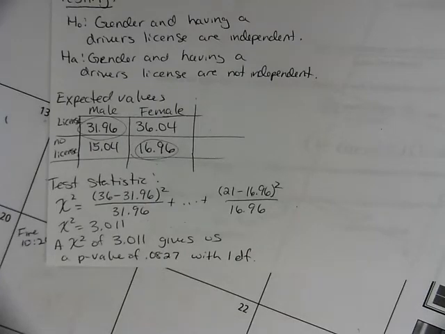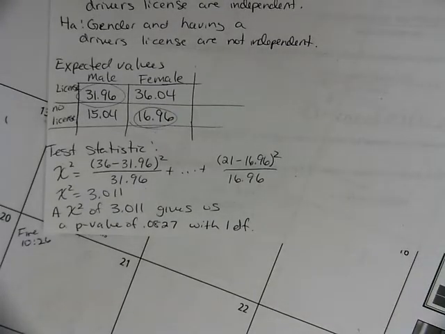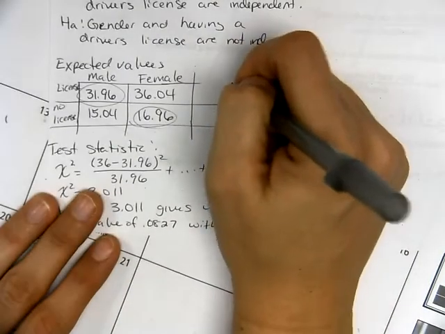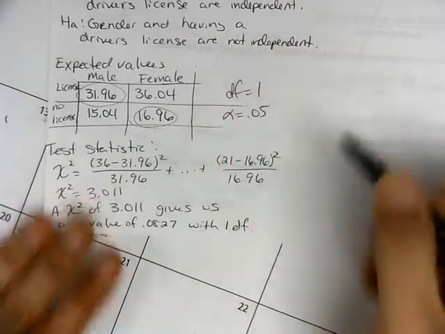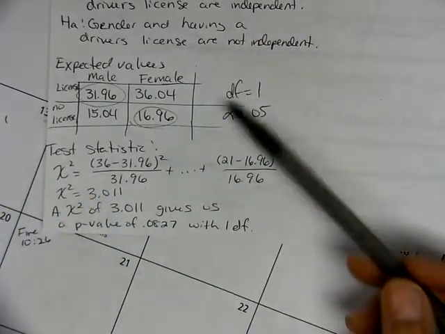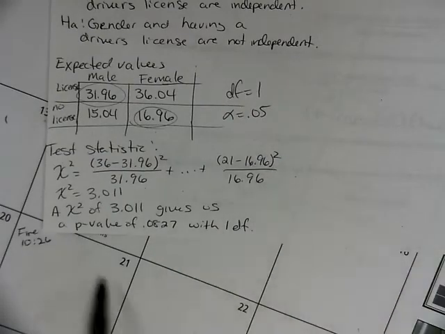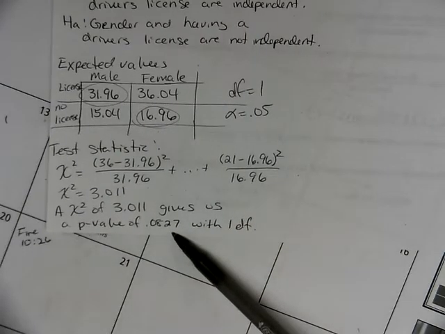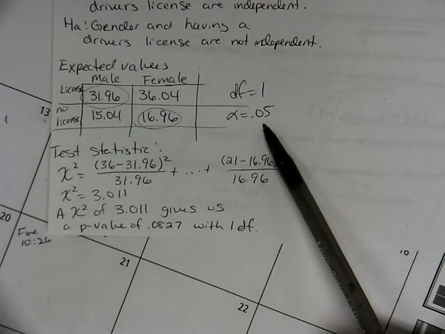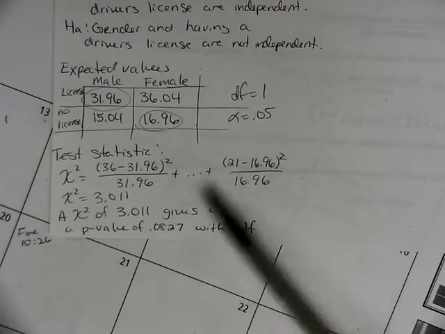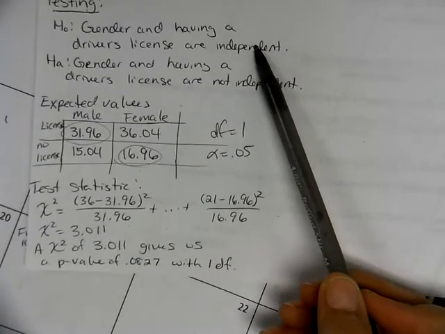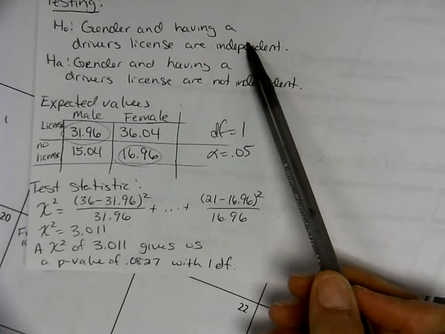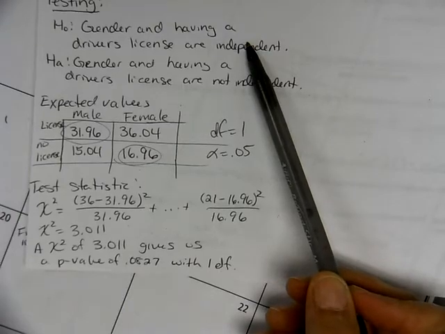Did I go too fast? Questions? Okay, so it's just like yesterday. If you want to list the degrees of freedom here as 1, alpha is 0.05. As long as you make sure you put degrees of freedom somewhere. I like to put it in my sentence. So, is our p-value greater than or less than our alpha? Greater than. So we're going to fail to reject that they're independent. So it looks like there's no association between gender and having a license.